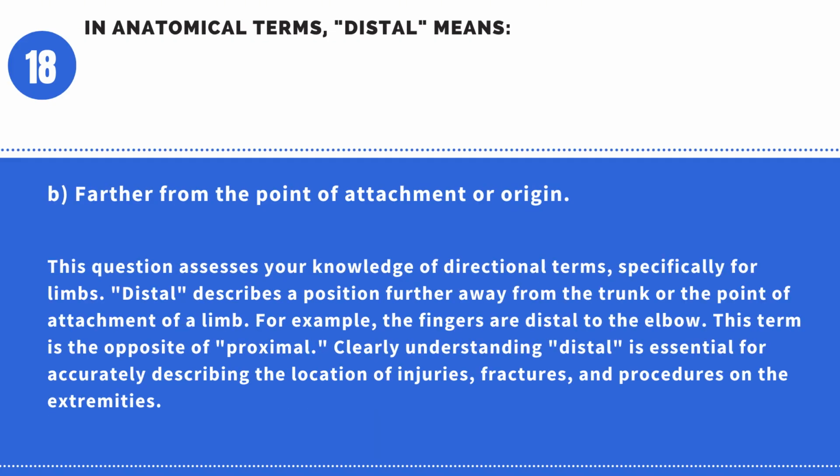Answer B. Farther from the point of attachment or origin. This question assesses your knowledge of directional terms, specifically for limbs. Distal describes a position further away from the trunk or the point of attachment of a limb. For example, the fingers are distal to the elbow. This term is the opposite of proximal. Clearly understanding distal is essential for accurately describing the location of injuries, fractures, and procedures on the extremities.